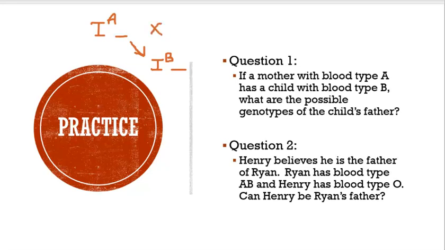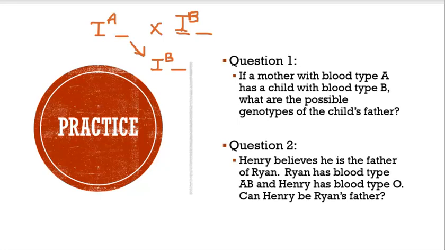Then it says, what are the possible genotypes of the child's father? So we want to know what two alleles the father carries. This B allele here in the child, did they get the B allele from mom? If that was the case, mom would have a B allele here, right? If I write that in, now mom is AB. She has AB blood and not A blood. So that can't be correct. So we know that the B did not come from the mom. The B had to come from dad. So dad has a B allele.